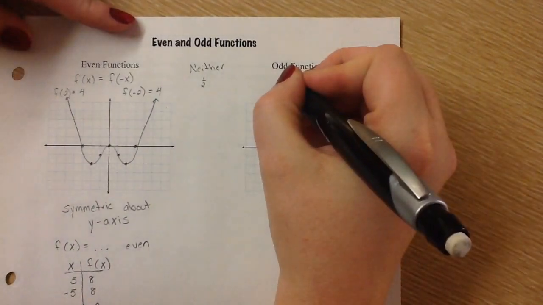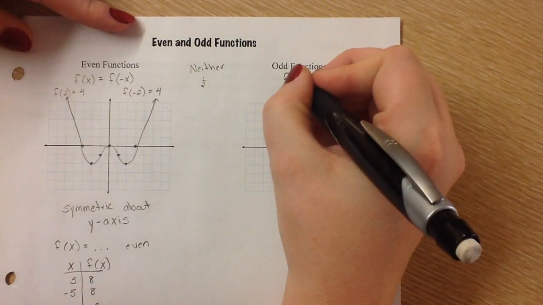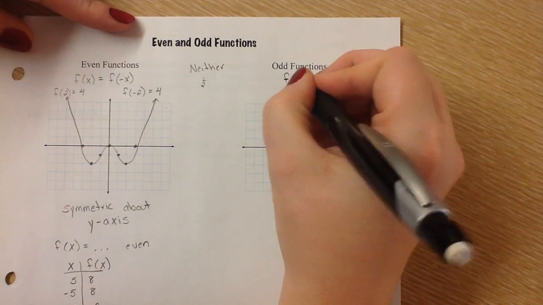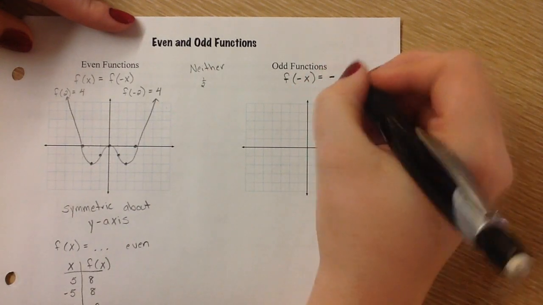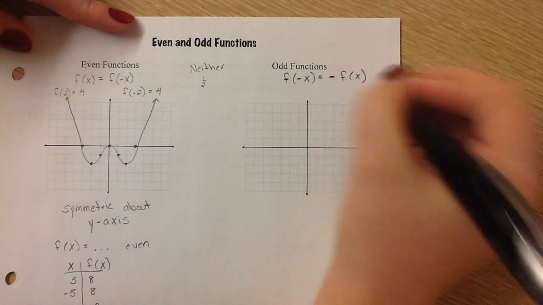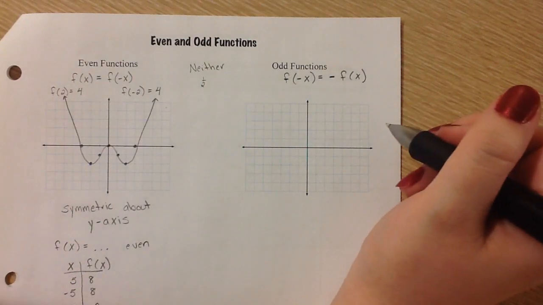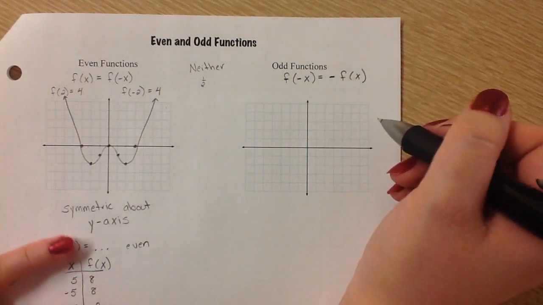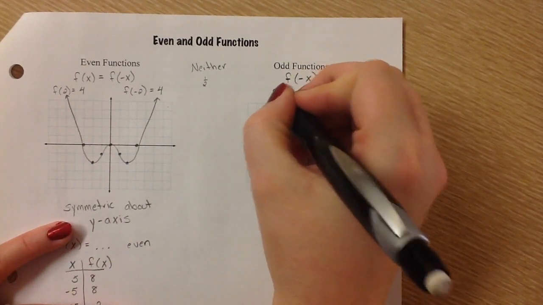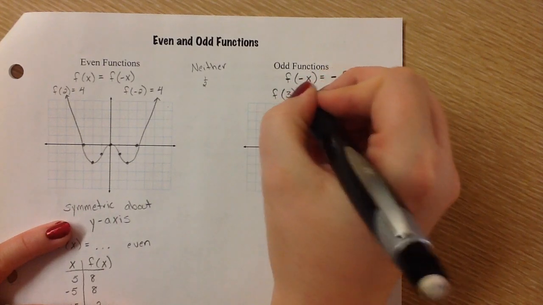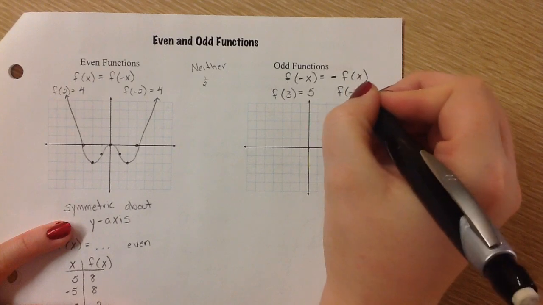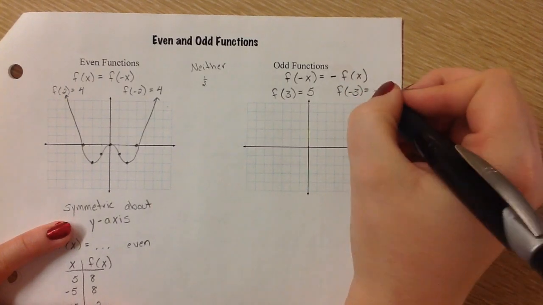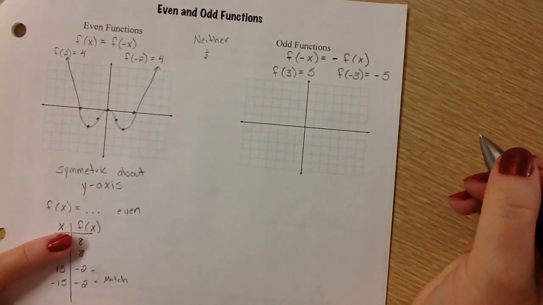Whereas an odd function is when I put in a negative x, I get out a negative f of x. Meaning when I change the sign of my input, it changes the sign of my output. Let's say I put in a 3 and get out a 5 in some function. When I put in a negative 3, I'm going to get out a negative 5.